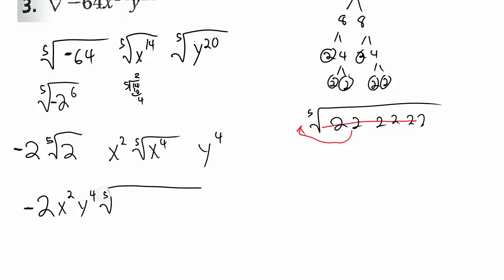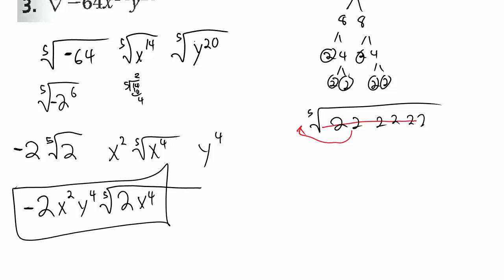Try not to make this mistake: this is a 5th index. It isn't attached to that y to the fourth. It's attached to the radical, so write it close to the radical. And then we have 2 that's in the root, x to the fourth that's in the root, and none of the y's are in the root. So this is your answer right here. And if you want, you can clean up. I can erase that little part right there. And that's the answer for number 3.